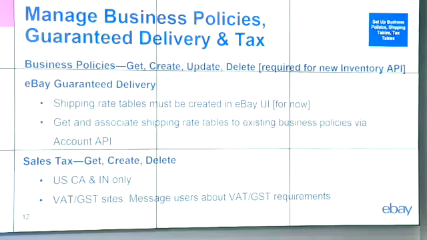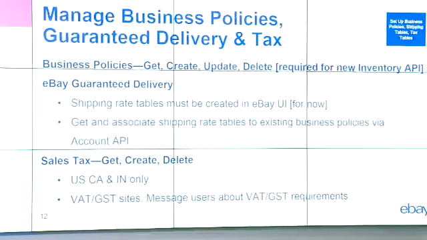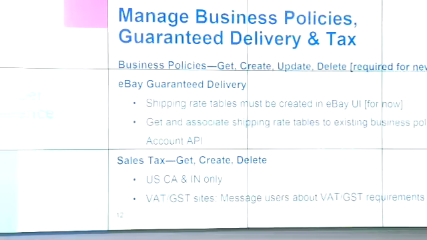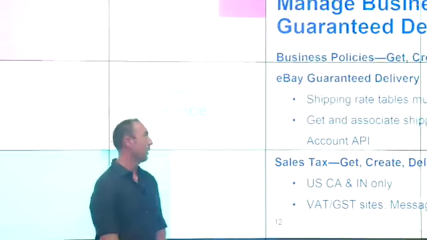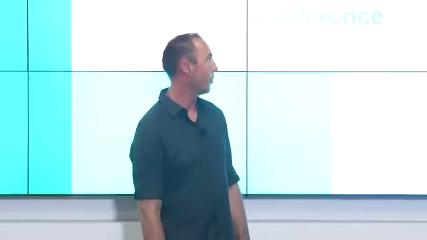All right, so the next step in our flow is more about the UI, so sort of prompting the user for their business policies. And so via the API, you can create, update, delete, and as I said before, business policies are a requirement for the new inventory API. So eBay Guaranteed Delivery, you can opt in via the API. You will be able to get the existing shipping rate tables from the API and associate them with the business policies. But creating and modifying for now happen in the eBay UI.